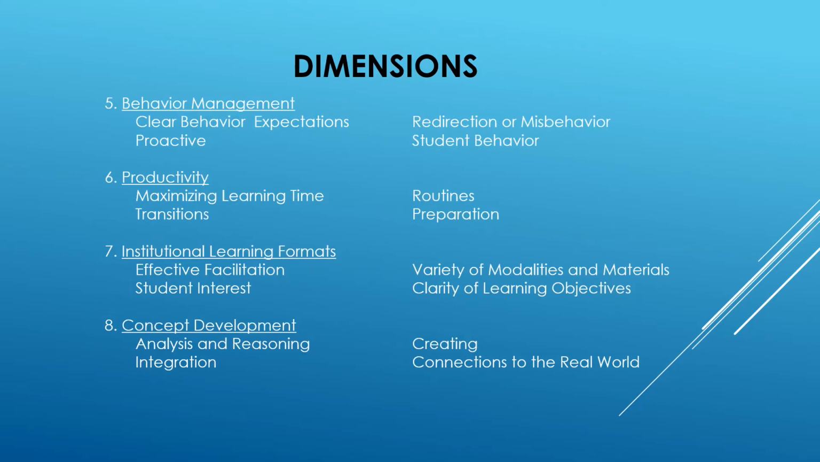On this slide, we have 4 more dimensions for a total of 8. Behavior management, clear behavior expectations are communicated, and the staff are proactive, or they set things up to prevent inappropriate behavior, redirection of misbehavior, and student behavior itself. Number 6 is productivity, maximizing learning time, transitions, routines, and preparation.